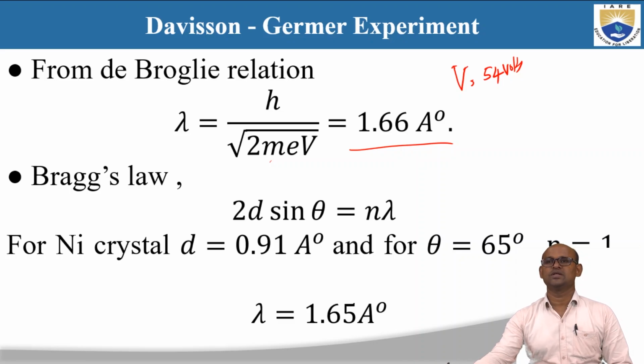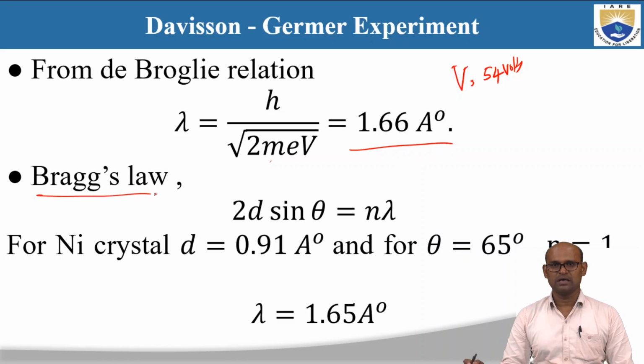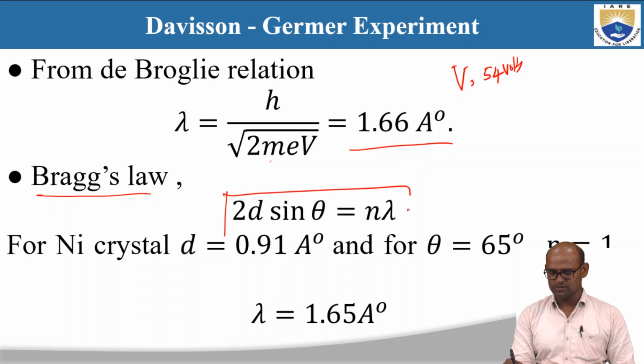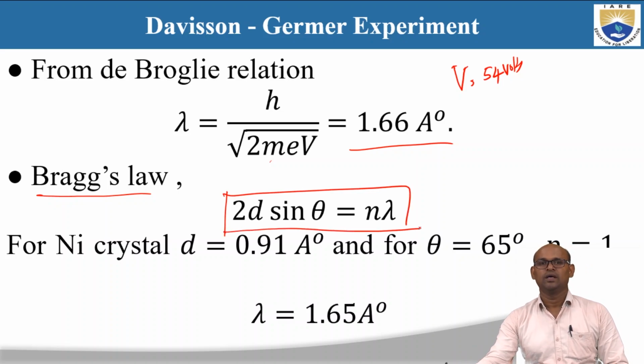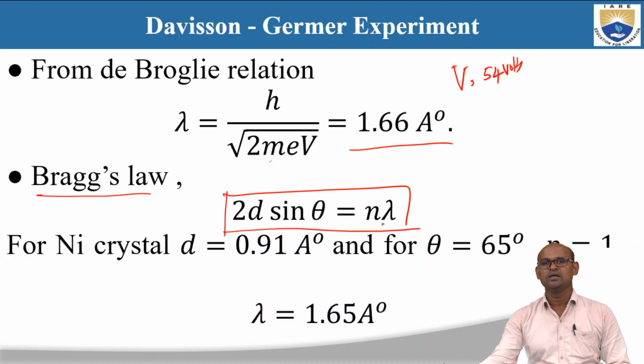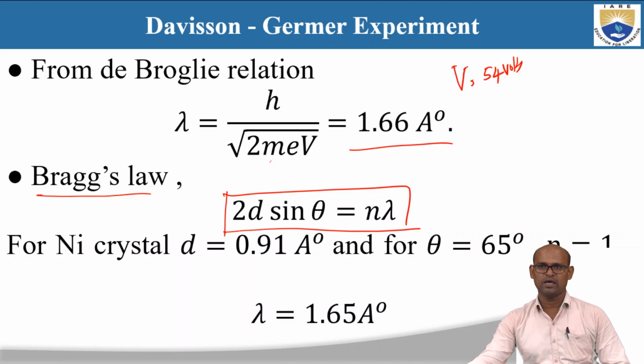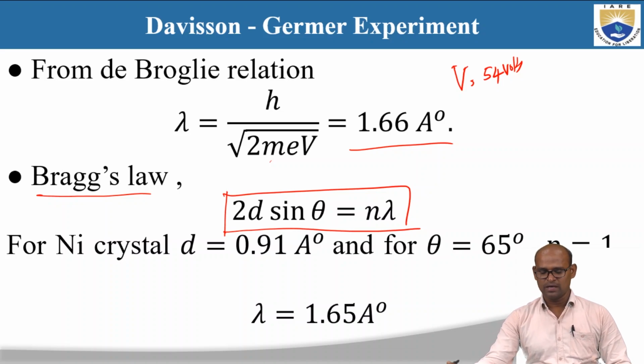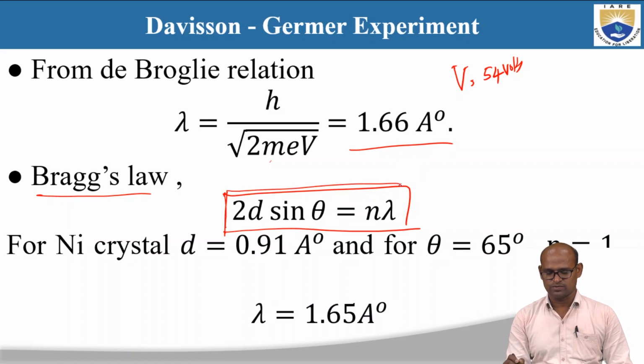Now, they have used a nickel crystal. As per Bragg's law, this condition must be satisfied for waves. If electrons behave as waves, this Bragg's equation, which is 2d sin theta equal to n lambda, must be satisfied. If electrons behave as waves, there will be diffraction, and as per diffraction, this condition must be satisfied. So using Bragg's equation, they also calculated the wavelength. From this equation, you can calculate the wavelength as 2d sin theta by n.